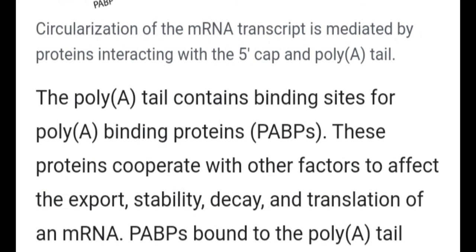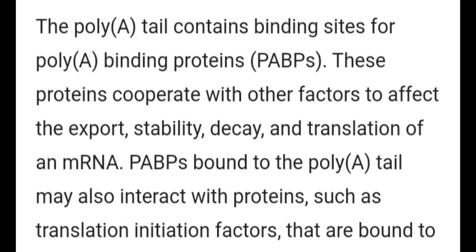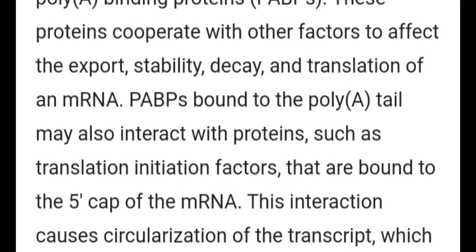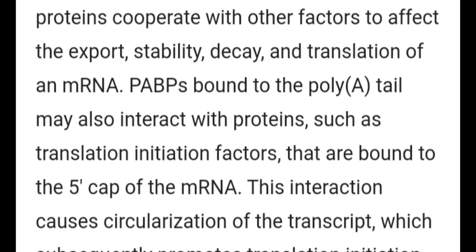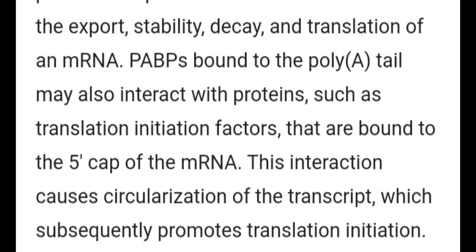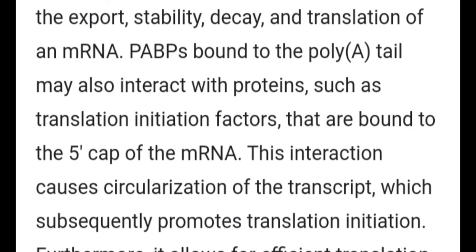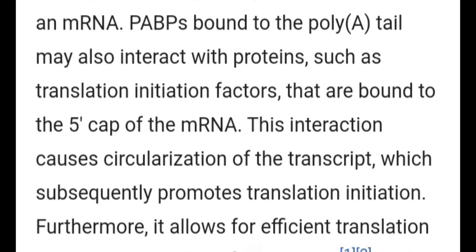These poly A tail binding proteins cooperate with other factors, the factors found at the 5' end, or they can also cooperate with other proteins, to affect the export, stability, decay, and translation of mRNA. PABP is found on the poly A tail, and it may also interact with proteins like translation initiation factors that are bound to the 5' cap of the mRNA. So I have said that PABP binds to the poly A tail, and it can also interact with other proteins, like the translation initiation factors, as you can see here.